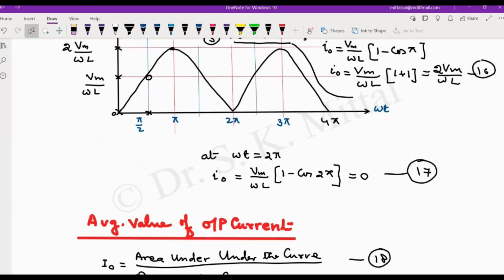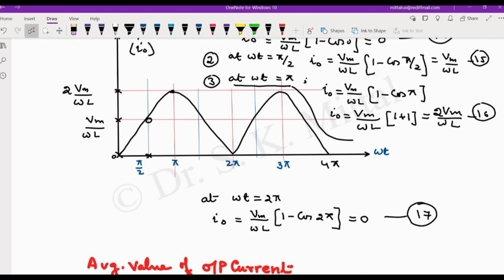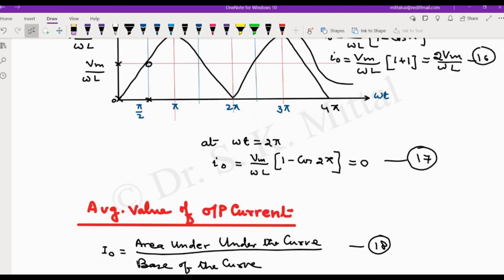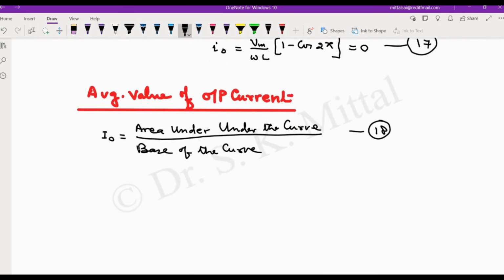Now see here, this waveform of output current is repeating after every 2 pi. This is starting from 0, value becomes 0 at 2 pi. Again it starts from 0 value and it is terminated at 0 value at omega t is equal to 4 pi. So therefore we can say that base of the curve means a repetition is of every 2 pi.